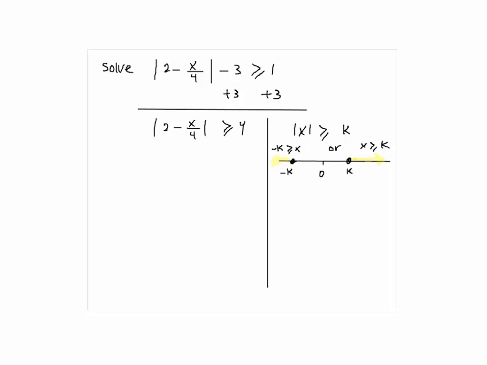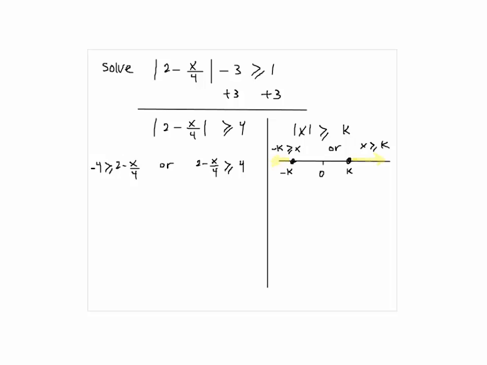Now, if I relate this to this problem here, instead of x, I have 2 minus x over 4. So the two areas that we are talking about: instead of x, I'm going to use (2 minus x) over 4. It has to be greater or equal to your k, which is 4, or (2 minus x) over 4 is less than or equal to minus 4.